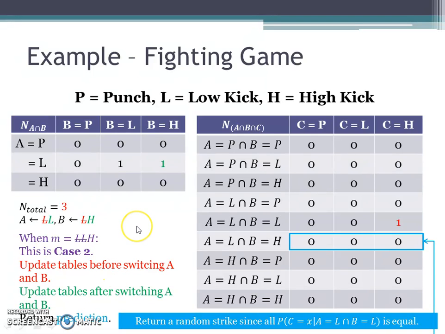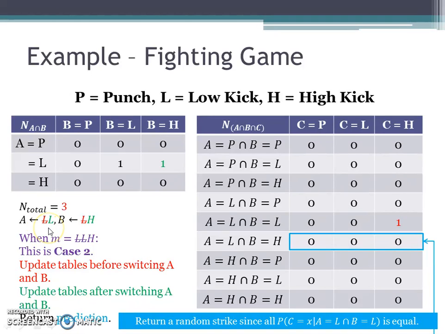Now, here comes the part where we're going to return some prediction. Assuming that the third strike coming in from the player is a high kick, we know that we have 3 strikes already, so we are moving into case 2. Before we switch A and B, we have different ways of updating the table, which you can see in red colors. First, we update the N total to 3. We increase the N total.